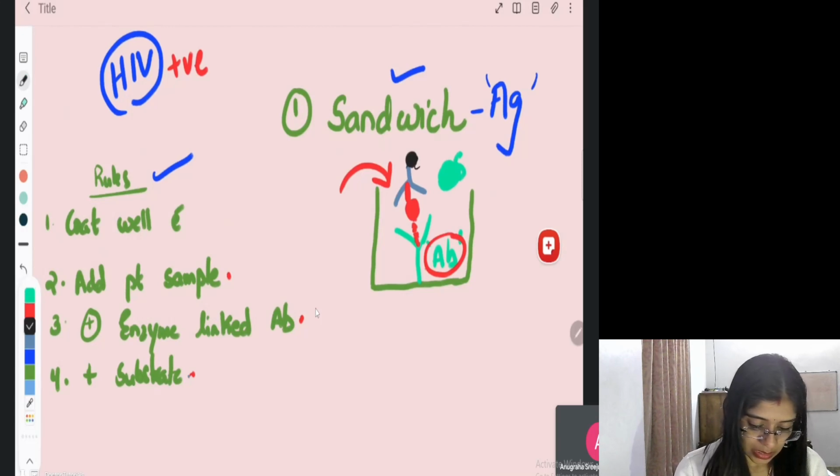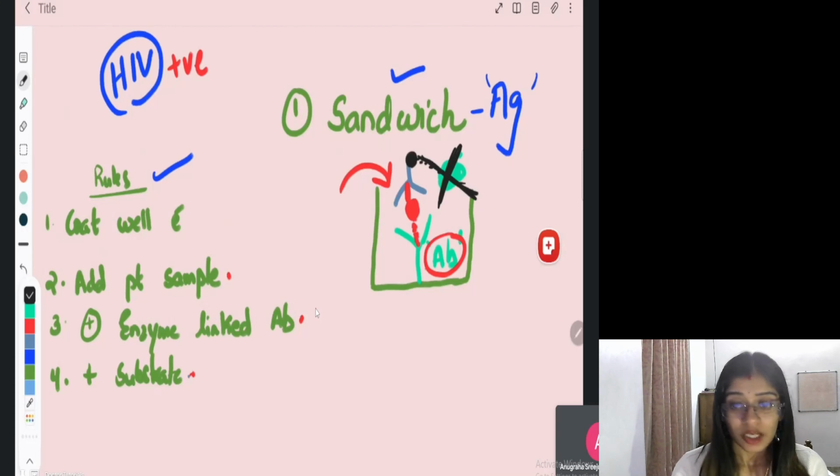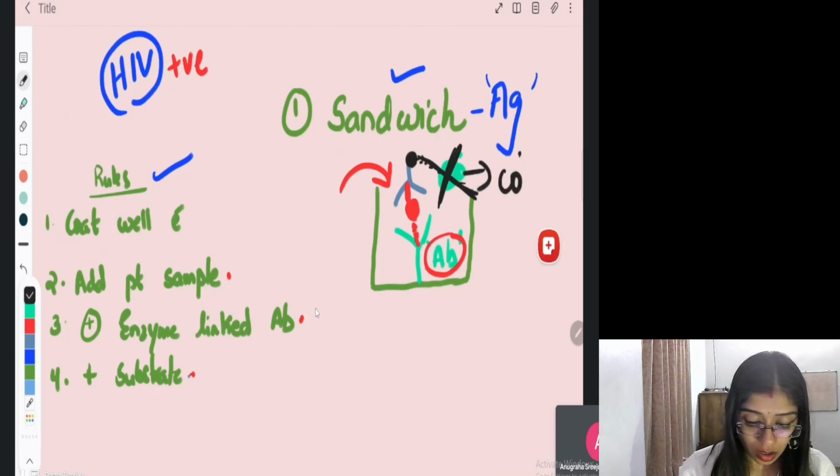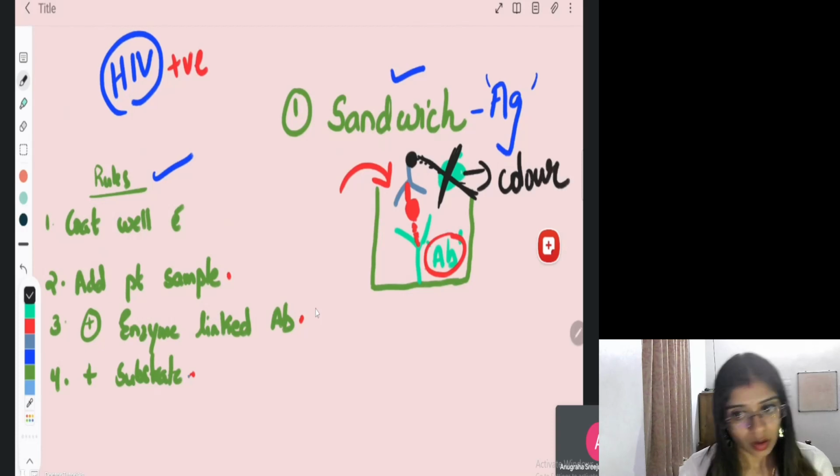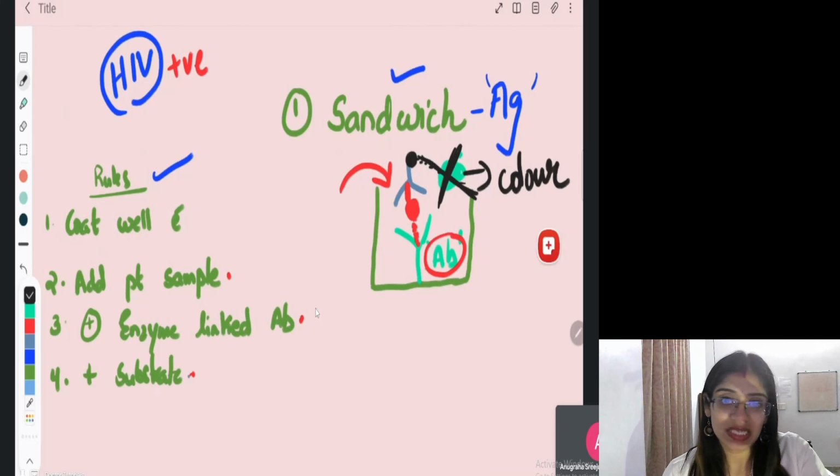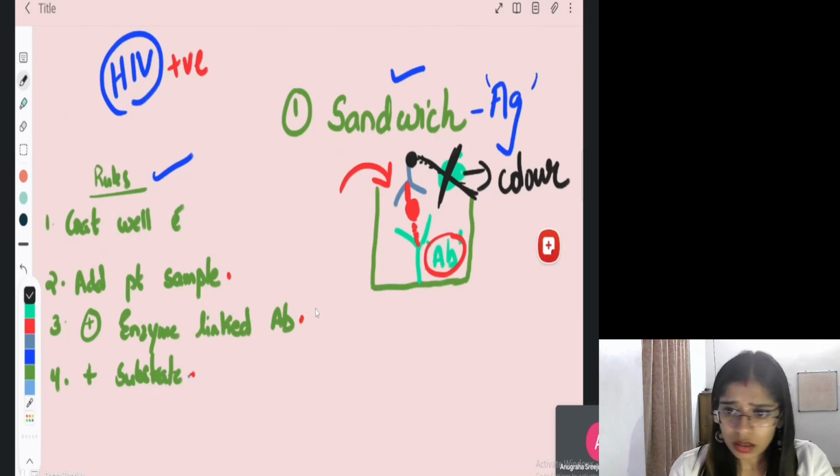So what does this enzyme do? This enzyme will come and break the substrate. So when the substrate is broken down, I told you what will be formed? Color will be formed. Any color, depending on what enzyme and depending on what substrate you use. Sometimes could be red, green, depending on what enzyme and substrate you put.